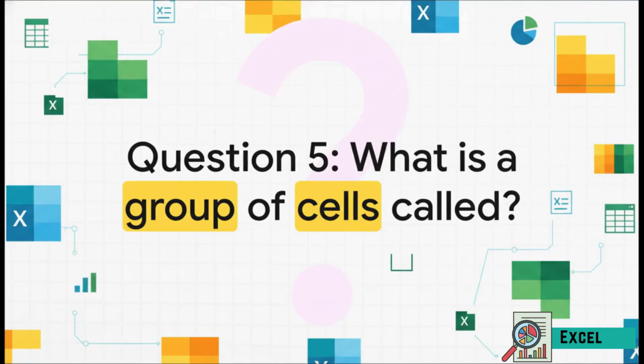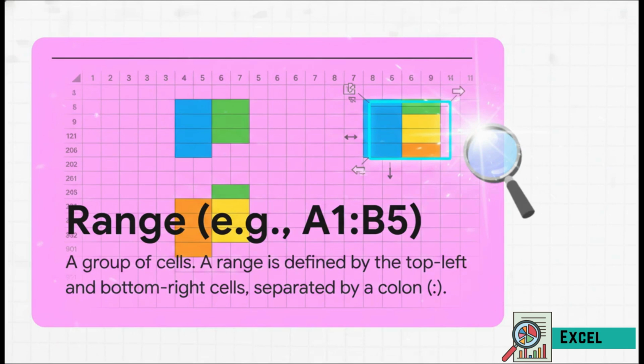Okay, let's say you want to grab a whole bunch of cells at once, not just one. What do we call that group? Is it A, table, B, range, C, chart, or D, workbook? And the correct answer is B, a range.